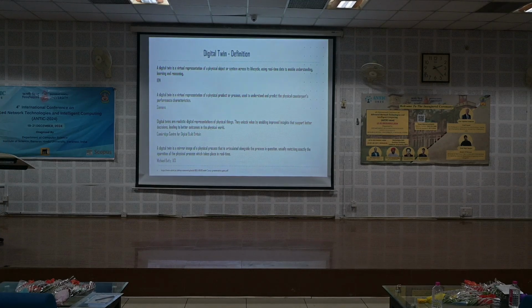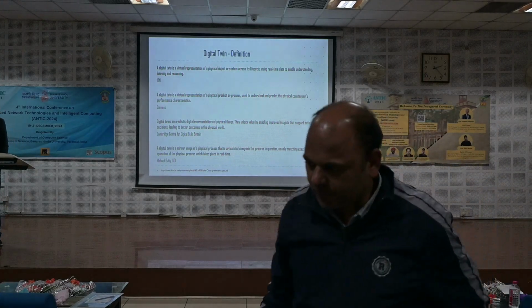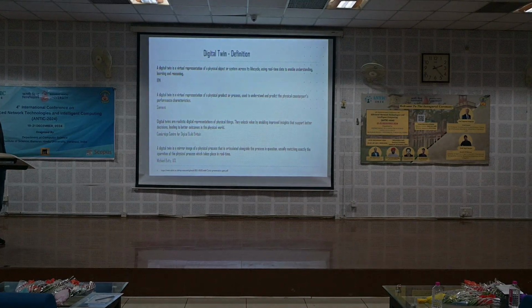So obviously there are so many definitions available for digital twins from different companies. For example, one of the definitions that I like is from IBM, that says that a digital twin is a virtual representation of a physical object, and in those virtual objects you inject real-time data to understand and reason about the real-time behavior of that object. Similarly, there's a definition from Siemens that says that a digital twin is a virtual representation of a physical product used to understand and predict its physical behavior in real time.